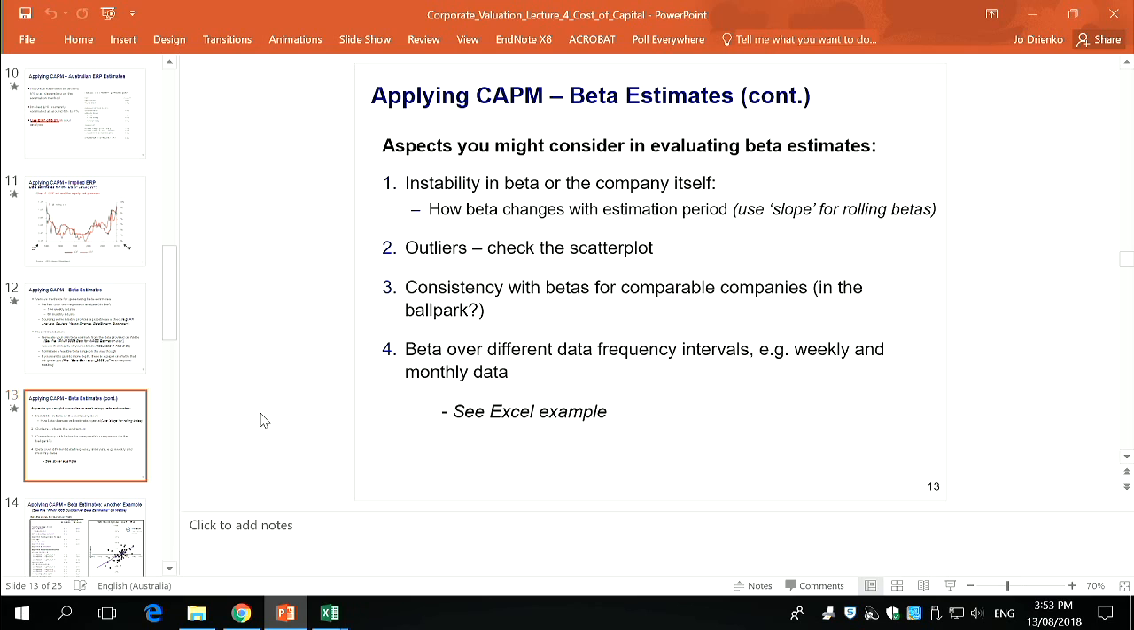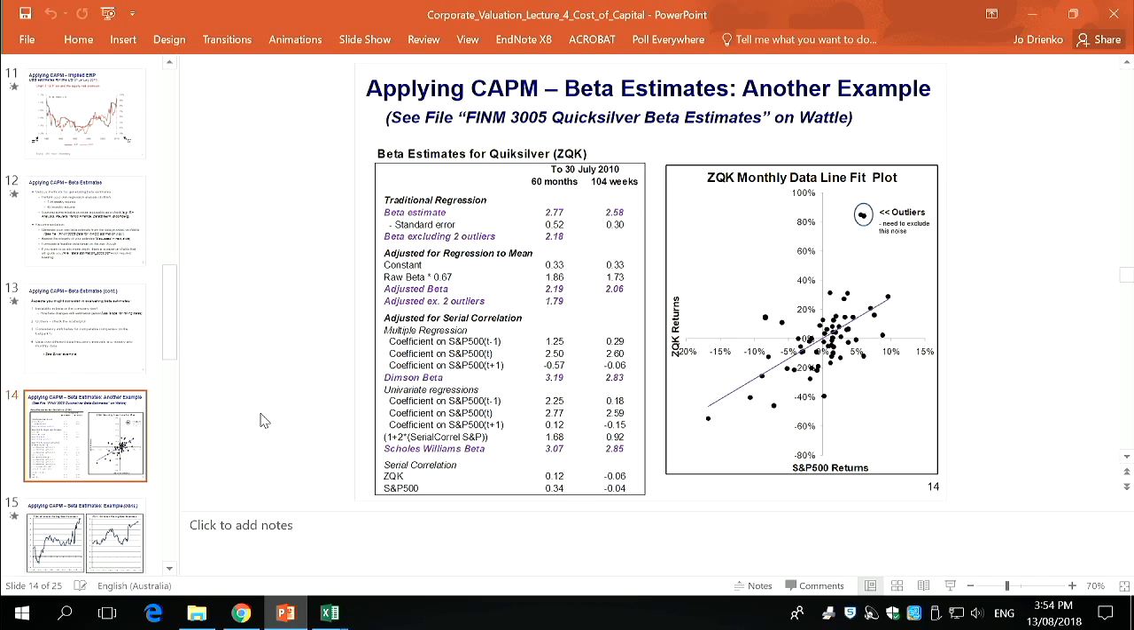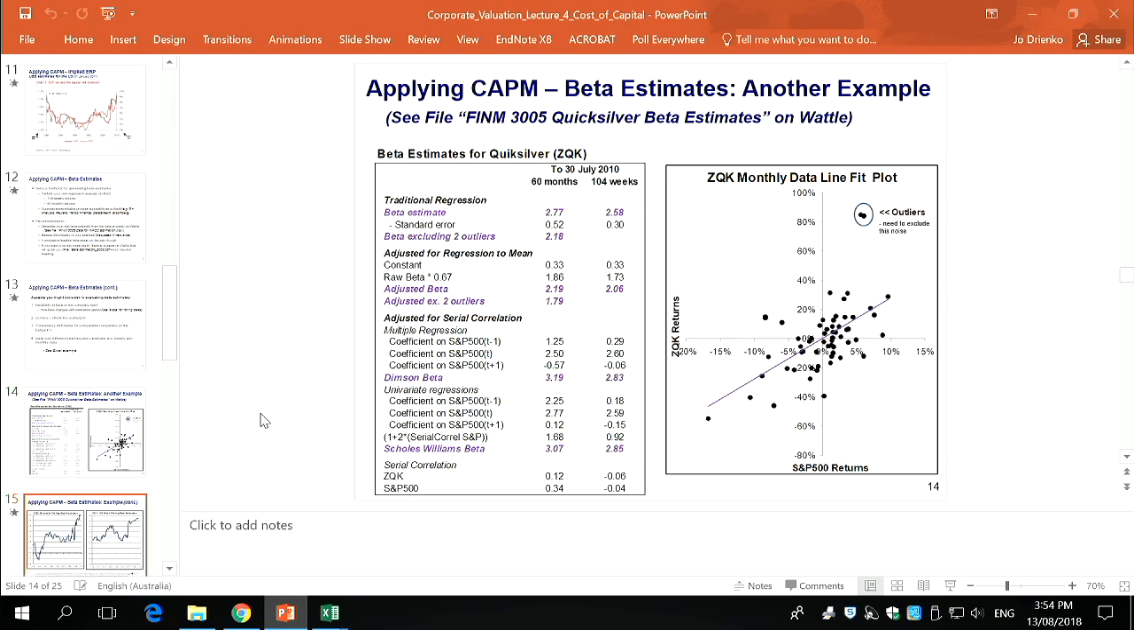I've seen some analysts do daily. Daily is too granular. It's too volatile. This is the more stuff I've been talking about that you can do. I'll talk about that in the workshop next week.